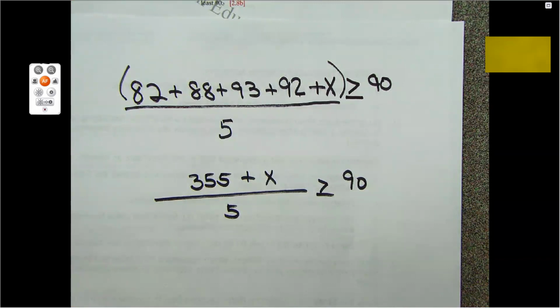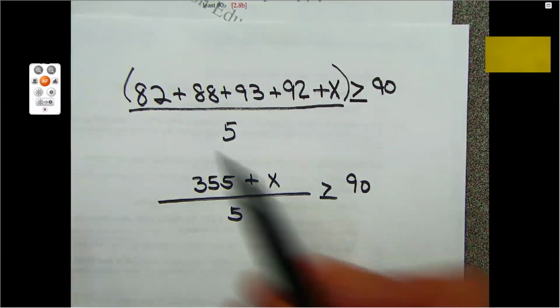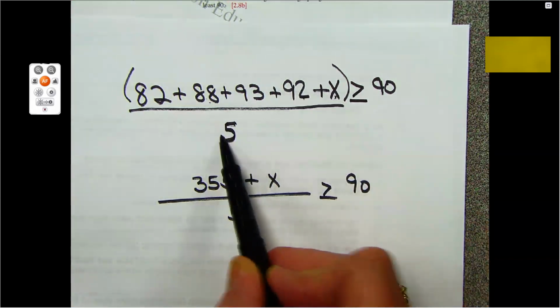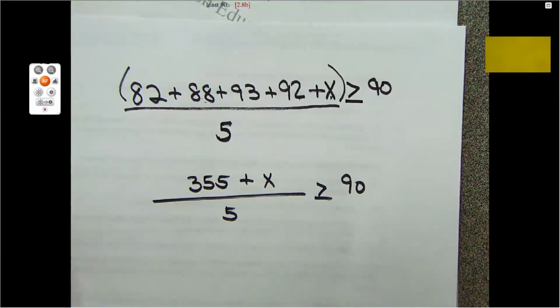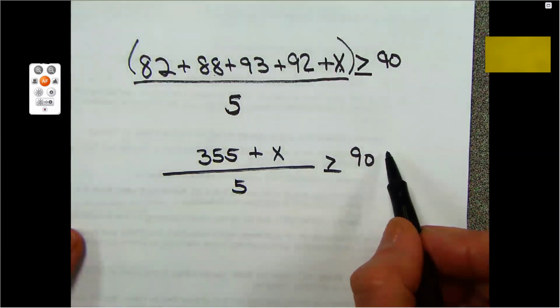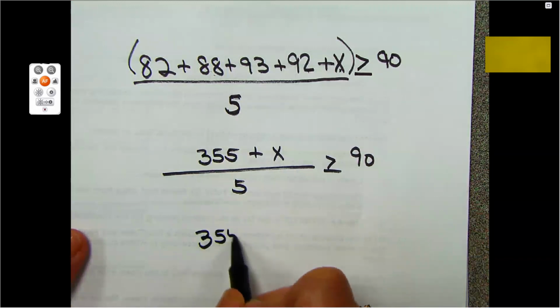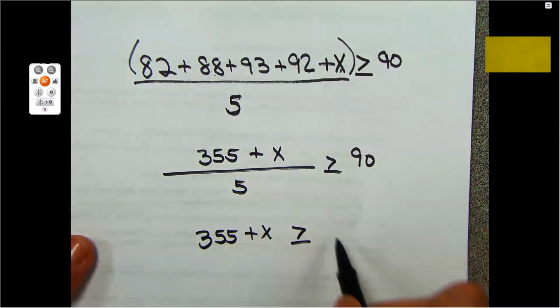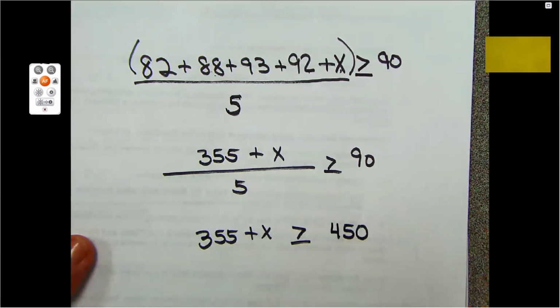So does that make sense to you? He's got his 4 grades. He's looking for one more, but wants to maintain an average score of 90 or better. So he's going to have 5 test scores, 1, 2, 3, 4, 5. Find the average of 5 test scores. If we multiply both sides by 5, 5 times 90 is 450.